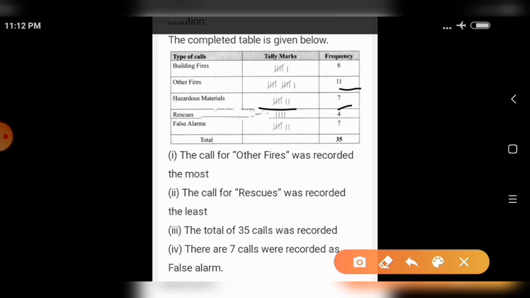You have to draw the tally marks. And the next one, 4 is given. You have to write 4. And then here 7 is given. You have to mention 7. Right? When you are adding, check your frequency, add all the values, and if you get 35, then you get the correct answer. Right?